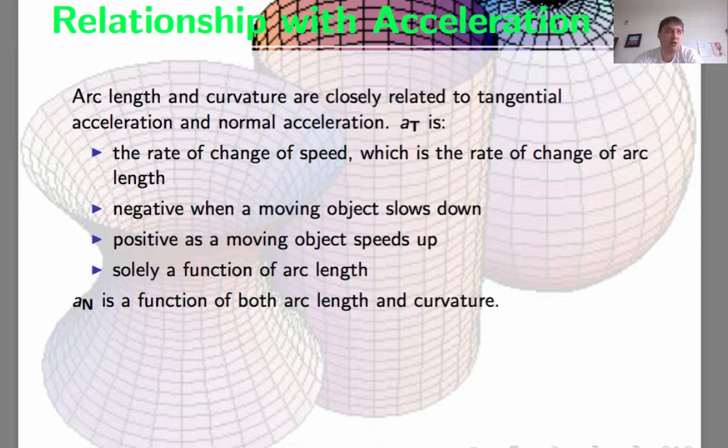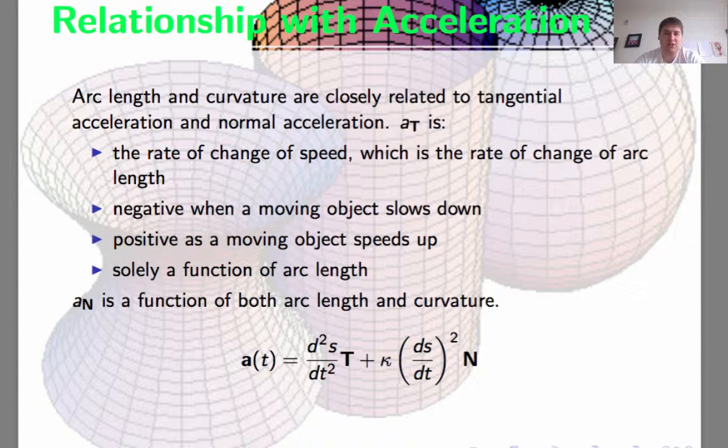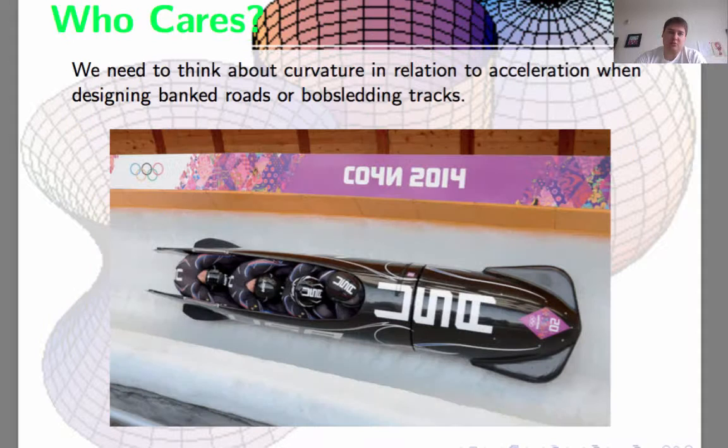A sub n, the normal component of acceleration, also known as the centripetal component of acceleration. This is a function of both arc length and curvature. It's slightly more complicated, unfortunately. And this is yet another way of thinking about how these things are all interrelated. So you'll notice here, ds dt is the rate of change of the arc length with respect to time, which is the speed. And so if we square the speed and multiply it by the curvature, that's going to give us our normal component of acceleration. And if we just take the second derivative of our arc length with respect to time, or whatever our parameter t is, that's going to give us our tangential component of acceleration. Ooh, a lot of things to remember here.